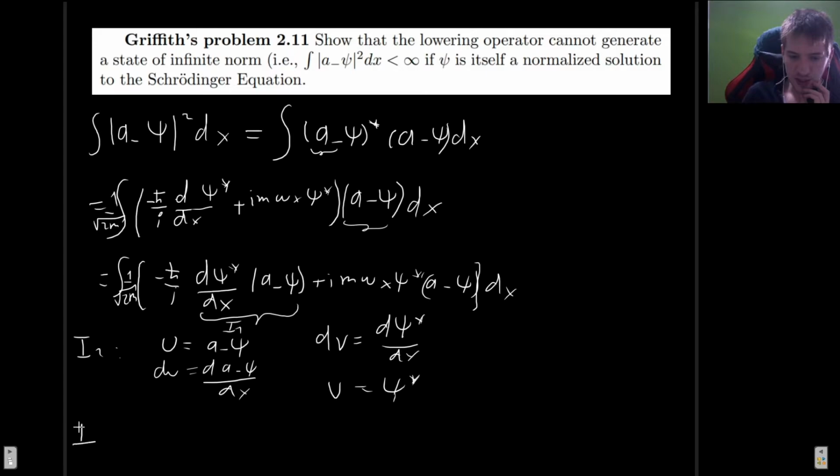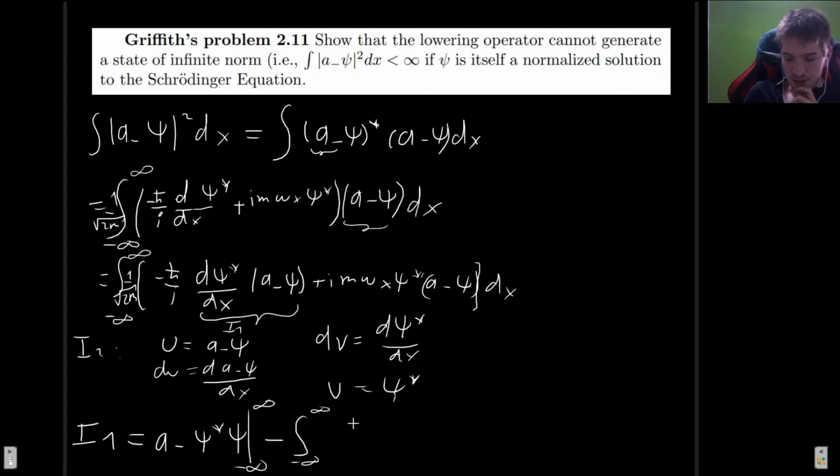So with that, we can now rewrite this integral I1, which is, remember, just this thing over here, as A minus psi times psi conjugate, minus the integral. I didn't put the limits here just now, but remember the limits are from minus infinity to infinity. I'm going to just add them here. So this is going to be evaluated between minus infinity and infinity. And this integral right here will be psi conjugate d A minus psi. Oh, there should be a dx here, by the way.